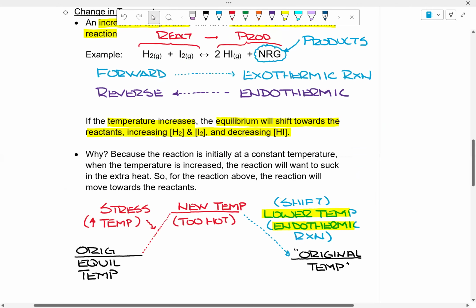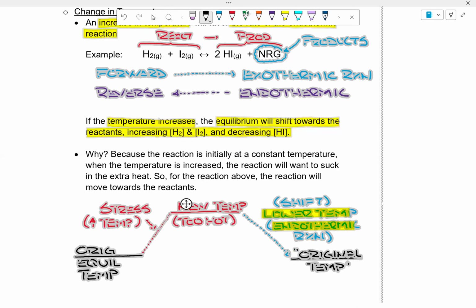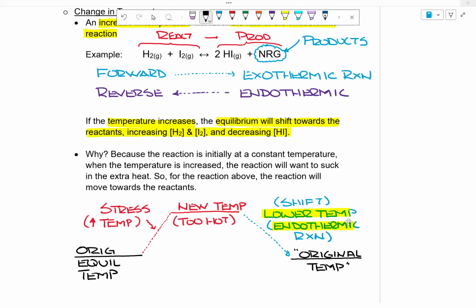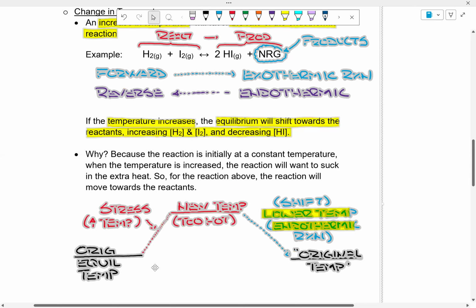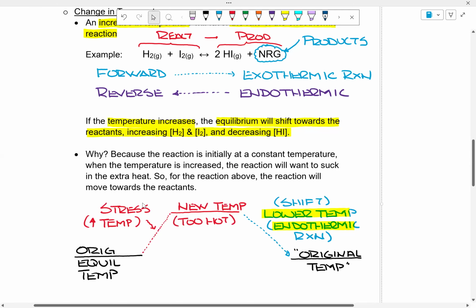Now, a way you could think of it is like this. Let's say in your household, originally, you're at a nice temperature. So that's where we have the original temperature here. Now, let's say in the summertime, that's the stress. The temperature gets too hot. So the new temperature, the temperature gets increased. It's too hot in your household. What do you do? You need to cool down. Some of you turn on the air conditioner. Some of you go to Metrotown to cool off.